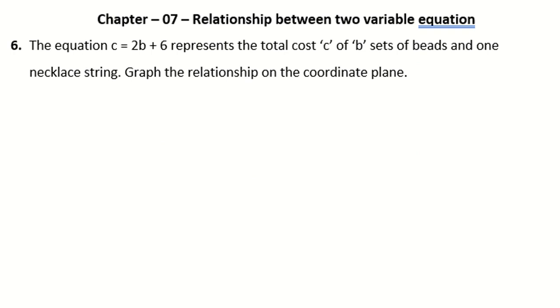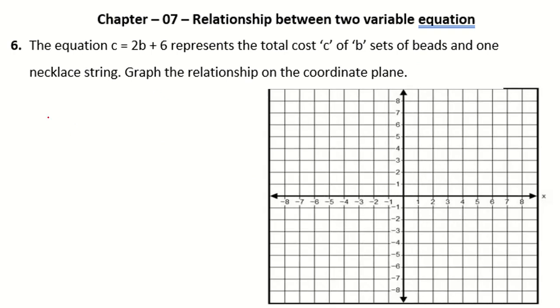which represents the total cost C of B sets of beads and one necklace string. Graph the relationship on the coordinate plane. You see, again this is the same type. So one thing is B, another thing is C, means 2b plus 6. This is output. Now if I take value of B as 0, then value of C will be 2 times 0 plus 6 means 6.